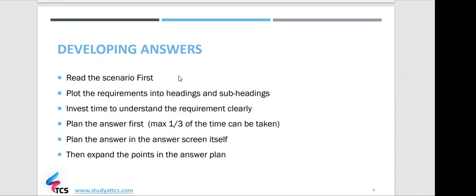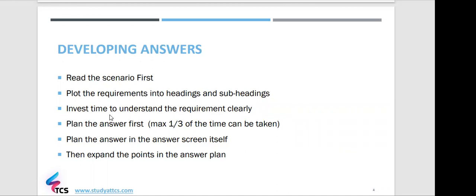So read the scenario first, plot the requirements into headings and subheadings. Yes, so as I told you earlier, for each and every subtask, you need to come up with a heading. And if you still feel you need to further subdivide your answers, then you can come up with subheadings. So first things first, you read the scenario, then you come up with headings and subheadings. Once you have the headings and subheadings, you need to invest time to understand the requirement clearly.